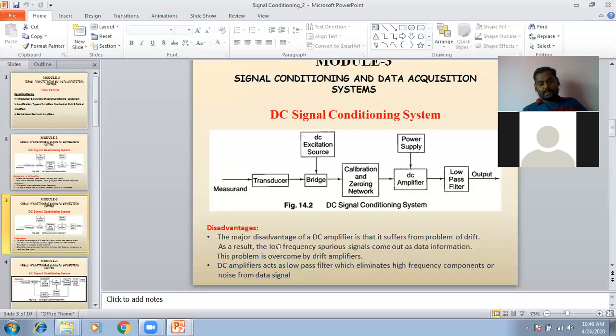The disadvantage of the DC amplifier is that it suffers from the problem of drift. As a result, low frequency spurious signals come out as data information. So in case of lower frequency, this faces many problems. These are some disadvantages of the DC signal conditioning system.